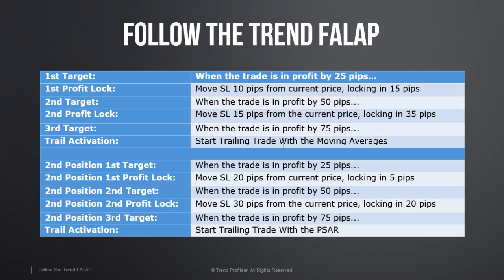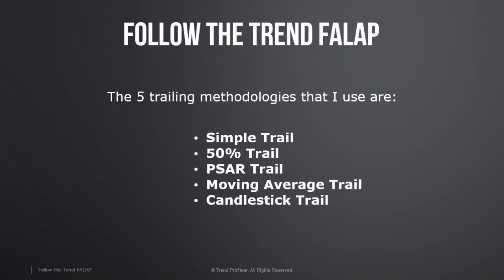And then when the trade is in profit by 75 pips, start trailing the trade with your selected trailing methodology. In this case, I've suggested the moving average, either the fast or the slow moving average. You can choose and set that appropriately. And on the second position, when it's 75 pips, start trailing the trade with the P-SAR or parabolic SAR. Again, we'll look at lots and lots of different examples, so you'll pick this up really quickly and be able to instinctively know what to do as far as your profit locking is concerned.